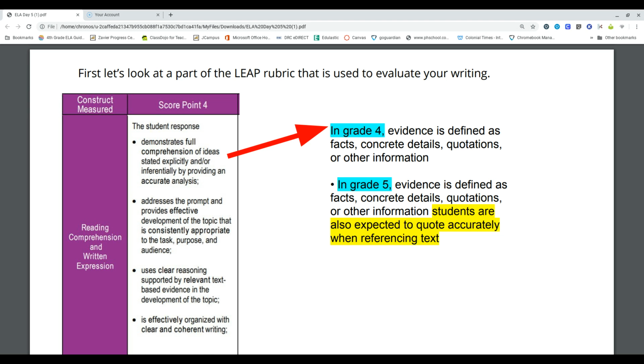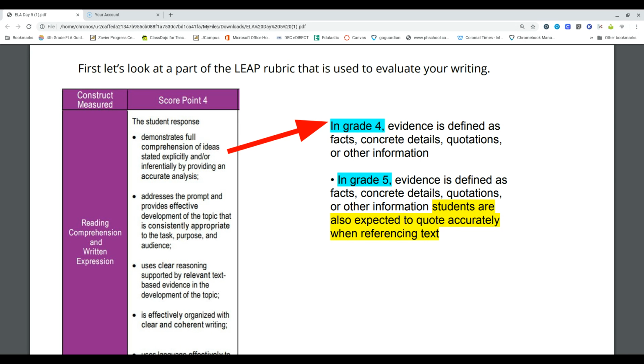This is the rubric that's used with the LEAP test for both grades 4 and 5 to evaluate your writing. We're going to concentrate on how to score 4 points. When you're reading the rubric itself, it says the student response demonstrates full comprehension of ideas stated explicitly and/or inferentially by providing an accurate analysis. Let's really break that down and see what it means.